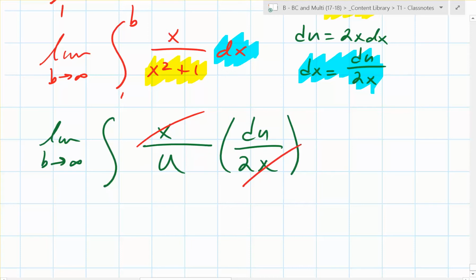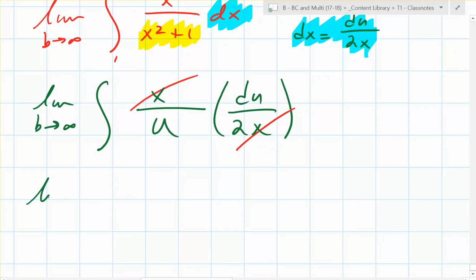If the x didn't cancel, are you very sad? We're not doing multivariable integration yet, right? We're not doing partial derivatives. So what do we have now? We have the limit as b goes to infinity, integral of 1 over u du.